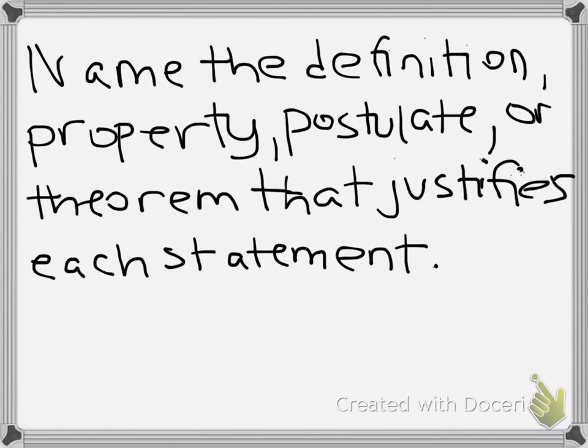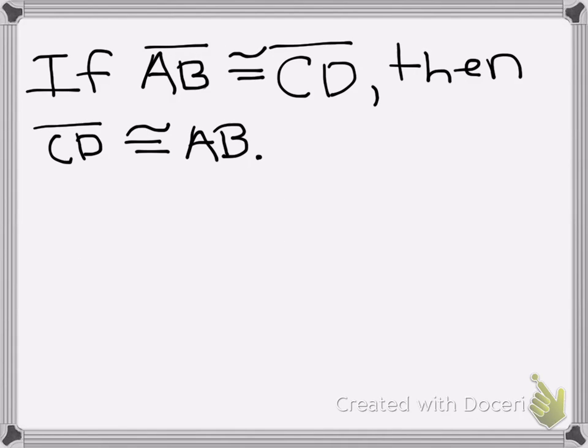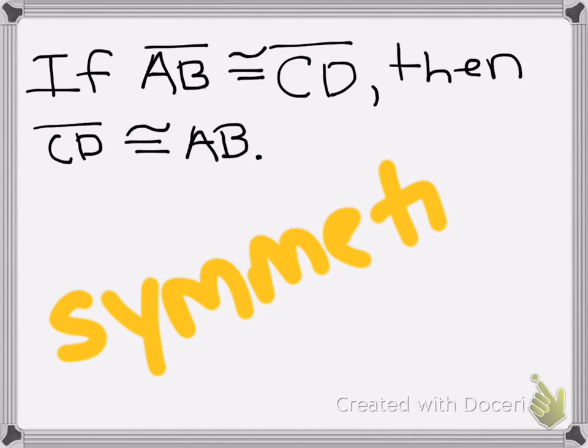The next one, and these are in the next 4 problems, you're also going to name definitions, properties, postulates, or theorems. They're going to give you a statement. So the first statement here is segment AB is congruent to segment CD, then CD is congruent to segment AB. And that's actually similar to one of the previous ones we just did, because all they did was flip the 2 parts to be on either side of the equal sign, which is called the symmetric property. So that's the symmetric property again.